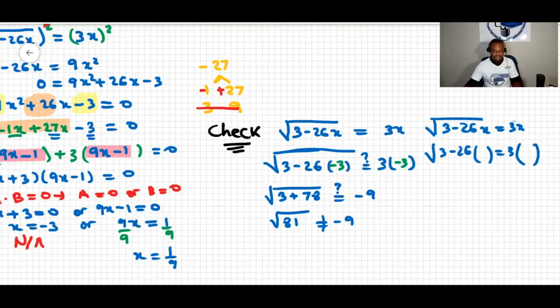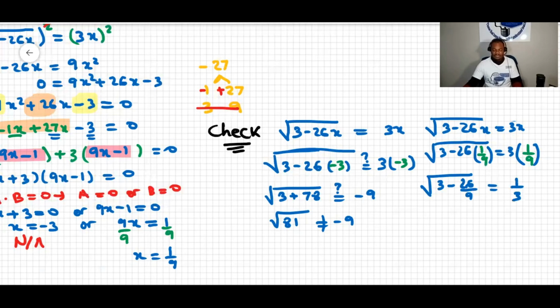3x, and then x is 1/9 now. Let's go for this part only. So this will be the square root of 3 minus 26/9, equal to, there also we have 1/9, and then that will be 3/9, which is 1/3.